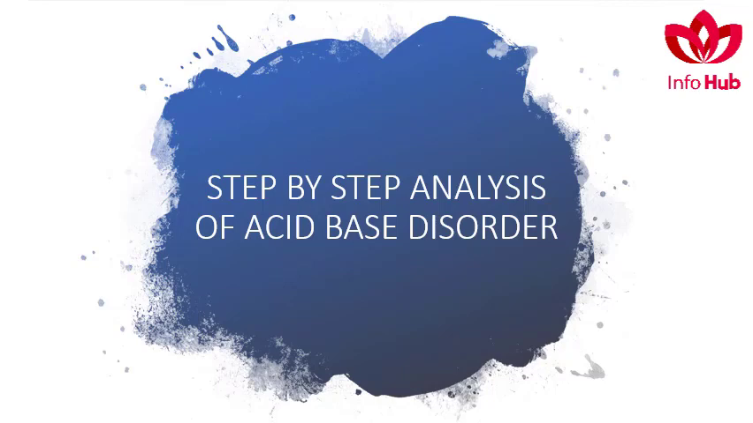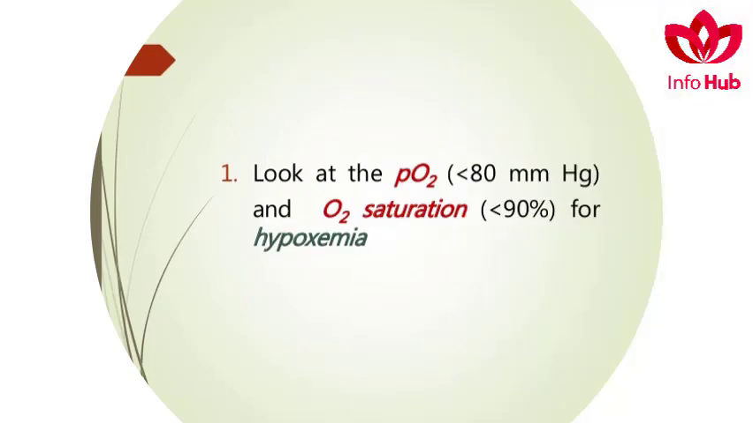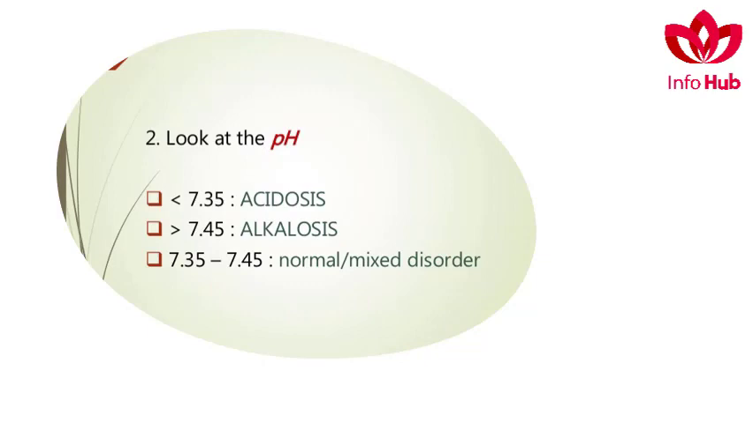So next is step-by-step analysis of acid-base disorder. This is very important, the interpretation of arterial blood gases. The first thing is that you look at the PO2. If it is less than 80 millimeter of mercury in that arterial blood gas report, it will mean that the patient is hypoxic. The patient has hypoxemia. That is the only thing that you can draw from PO2. The next thing is to look at the pH. If it is less than 7.35, it is acidosis obviously.